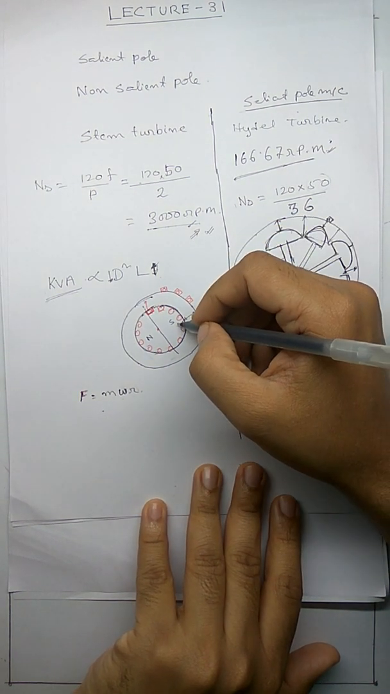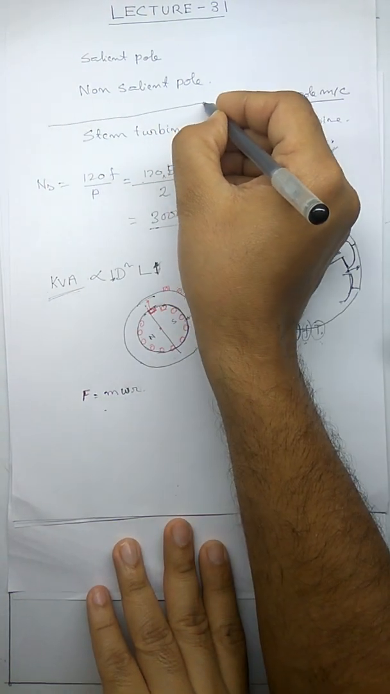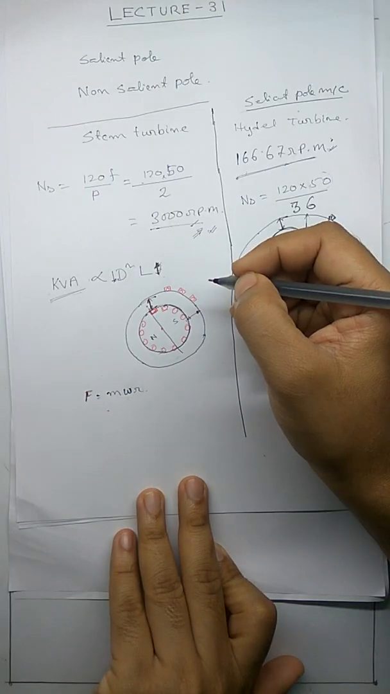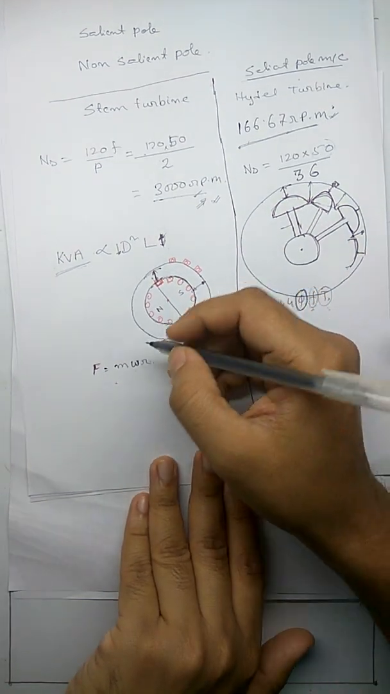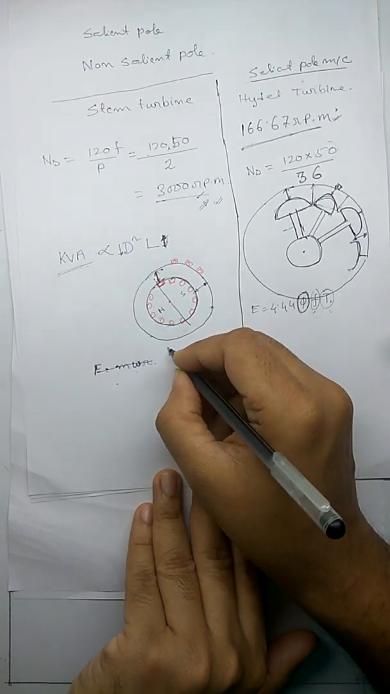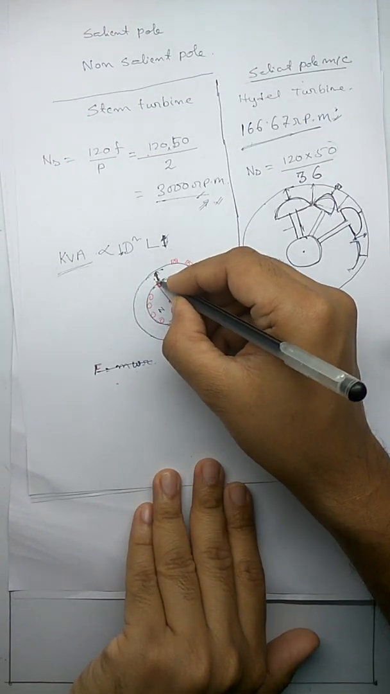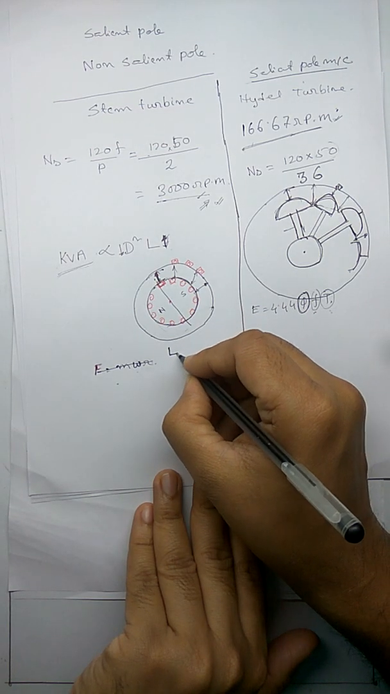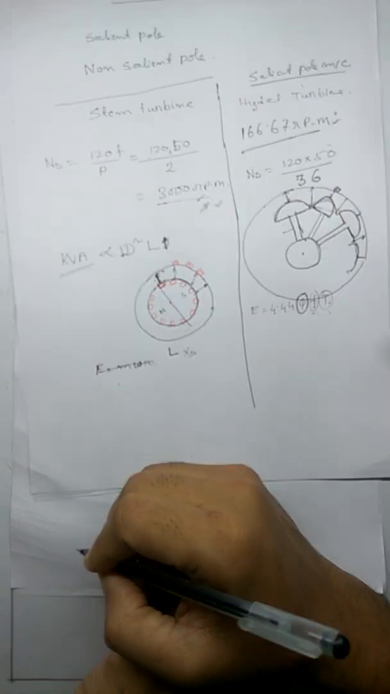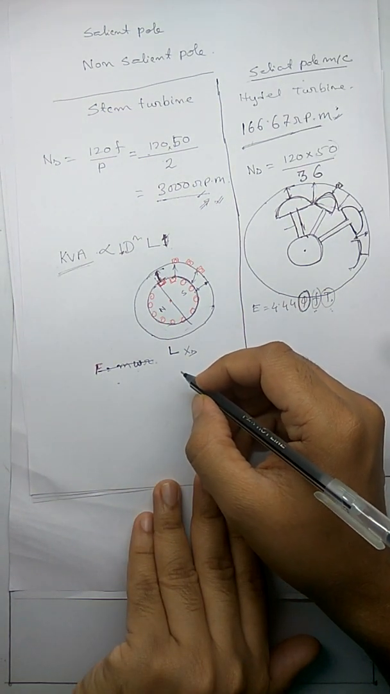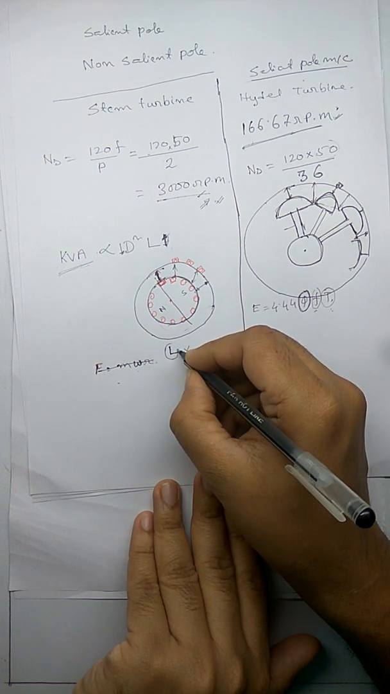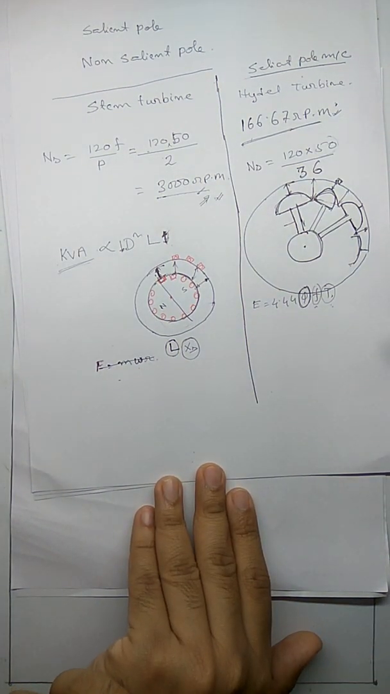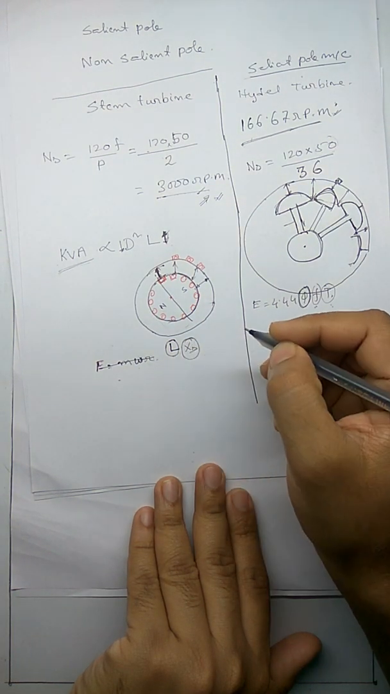In a non-salient pole machine, the air gap is constant. What is the implication of this? If the air gap is constant, my inductance will remain constant. That is, whether you calculate the inductance here or here or here, the inductance will remain constant. If my inductance remains constant, my reactance will remain constant. What is reactance? 2 pi f into L. If L remains constant, X will remain constant. So I can do an analysis assuming X to remain constant.